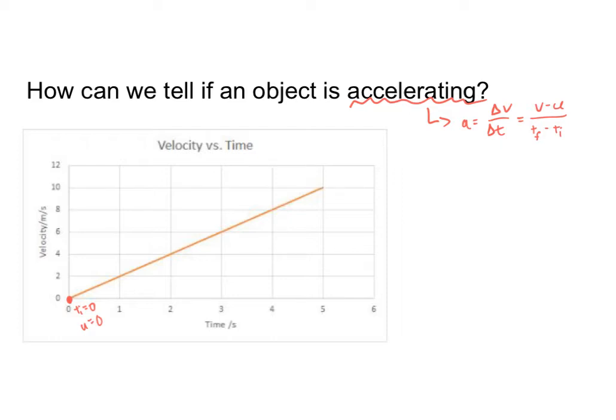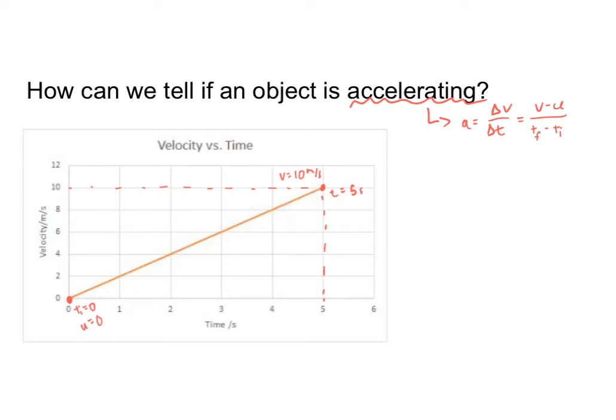I can do the same for my final velocity and my final time by looking at the last point on my graph. So my final time here, going down to the x-axis, is going to be 5 seconds, and my final velocity, going over to the y-axis, is going to be v equals 10 meters per second.